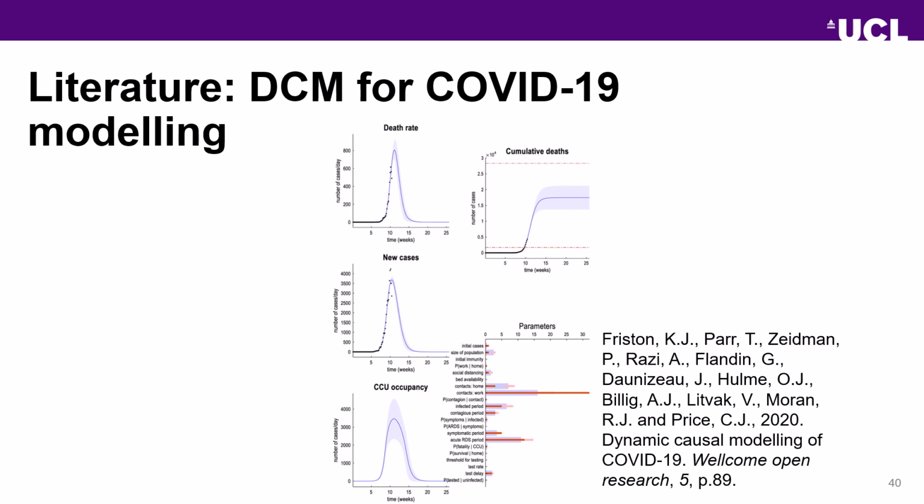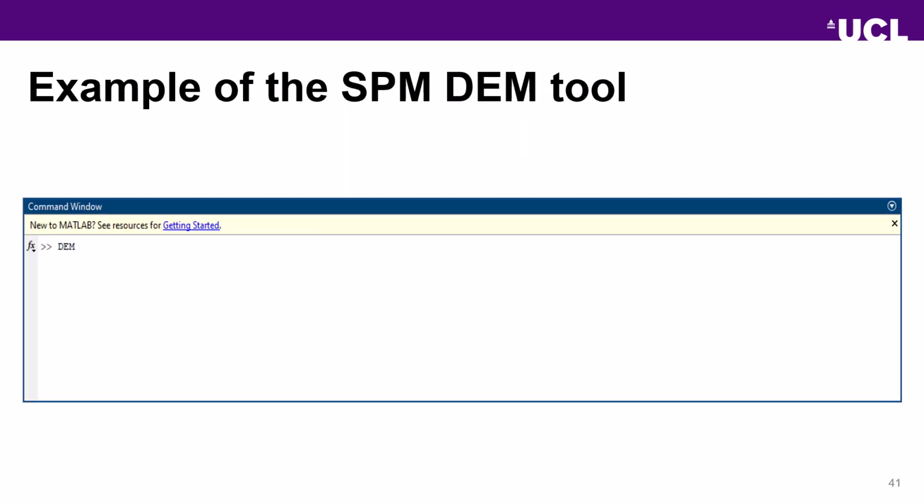So I'm really showing you this to show that DCM, although it has clear roots in neuroimaging, really can be used for a variety of uses, and it's a very active research area at the minute, looking for cases beyond neuroimaging. So finally, I'd like to talk to you about the SPM DEM tool.